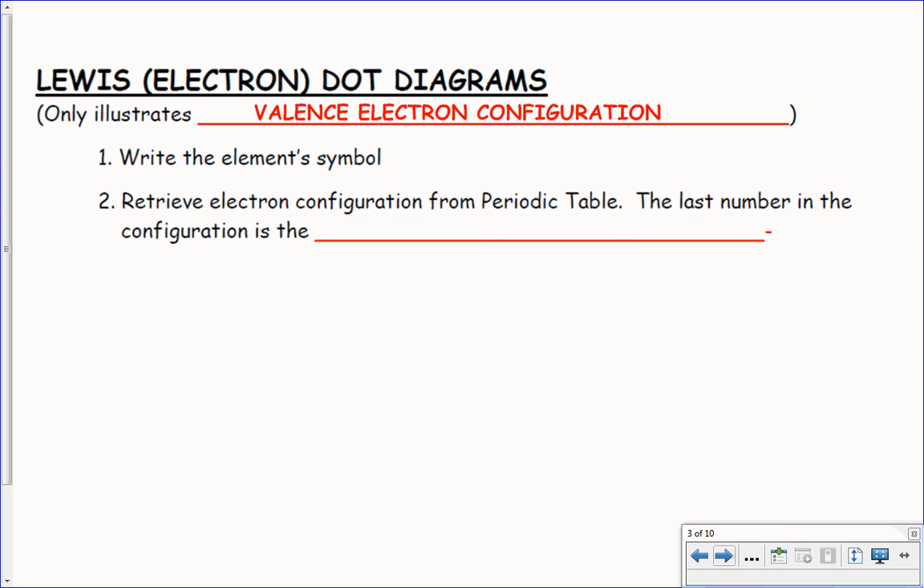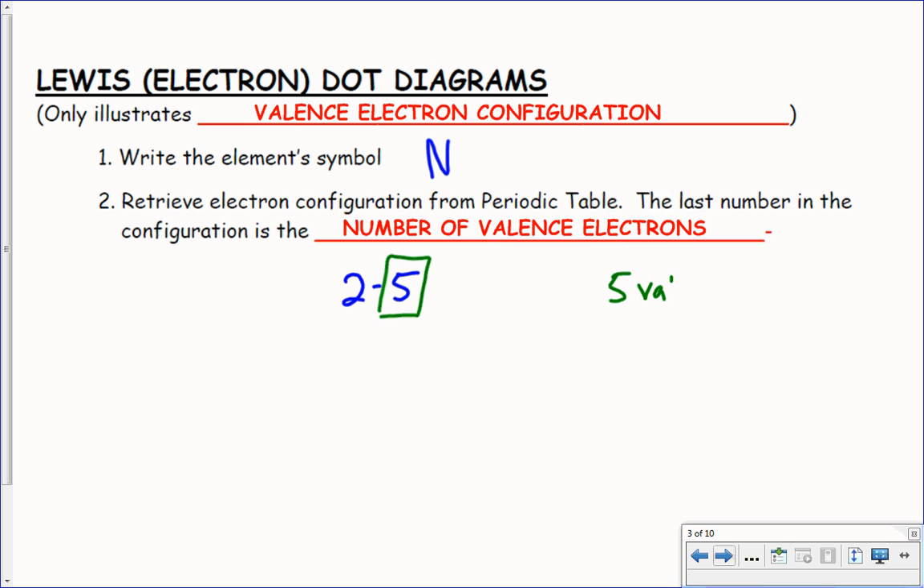In this, we're going to start with the symbol, and then we are going to draw in the number of valence electrons. But let's get a little bit deeper here. If we're going to do nitrogen, my symbol would be N, okay? And if I look at my periodic table, I have an electron configuration of 2-5, and I just told you that a valence electron is the outermost electron. So I have 5 valence electrons in nitrogen.